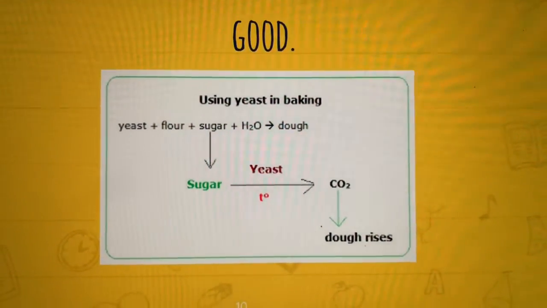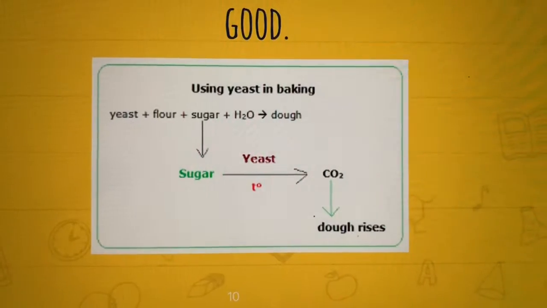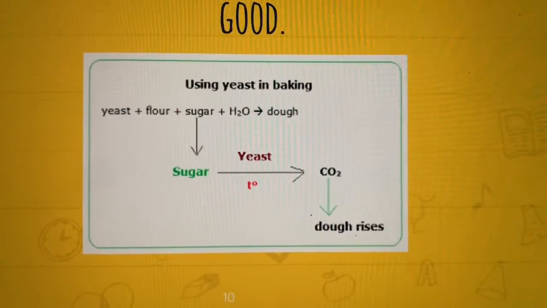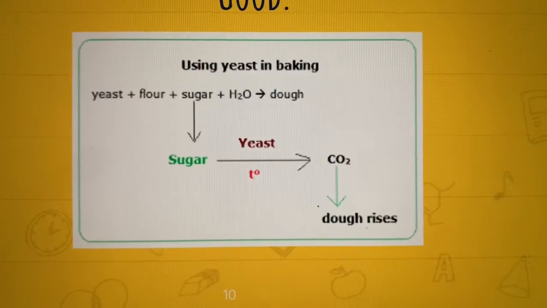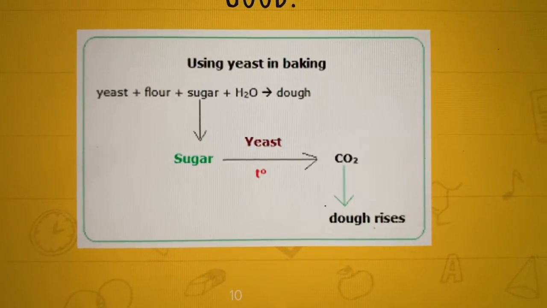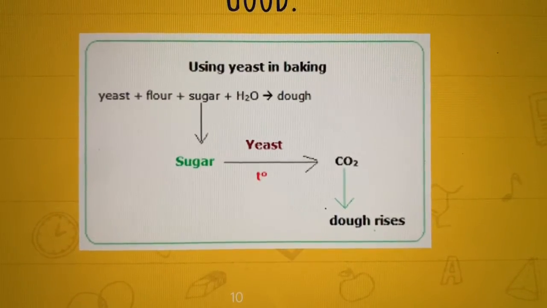So there's a little model of what's going on. And H2O, you see that there: yeast plus flour plus sugar plus H2O. That is the chemical formula for water.